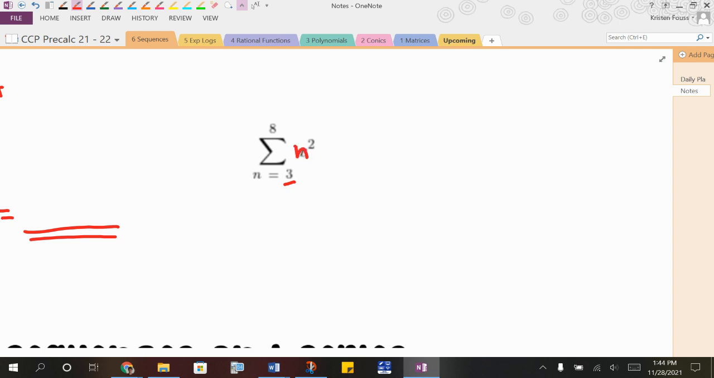So this should be n because that should match your variable. So first we would plug in 3, and then we'd plug in 4, and then we'd plug in 5, and we would keep plugging in numbers until we get to 8, which is the last value we would plug in. And that would give us our final sum. All right, so again, I will leave that to you to do and check tomorrow.